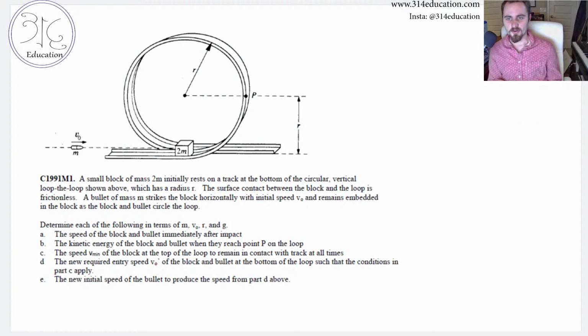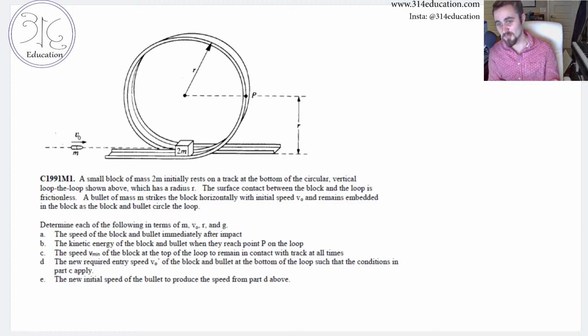Oh yeah, this is what I'm talking about. So we've got a nice loop-de-loop action going on here. We've got some small block of mass 2m initially at rest on a track at the bottom of a circular vertical loop-the-loop, which has some radius r. The surface contact between the block and the loop is frictionless. Okay, so we're not going to be dealing with friction, so we can expect all our conservation rules to apply.